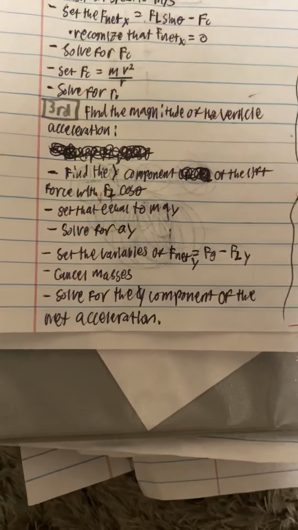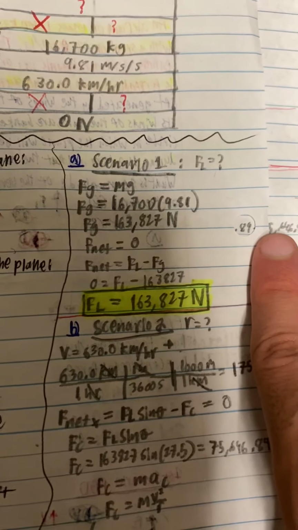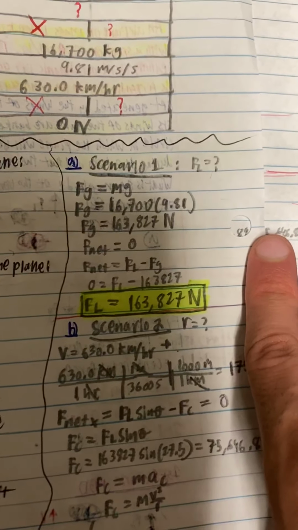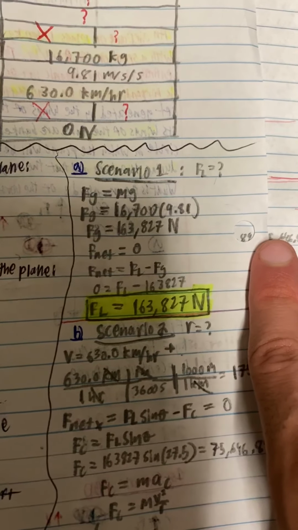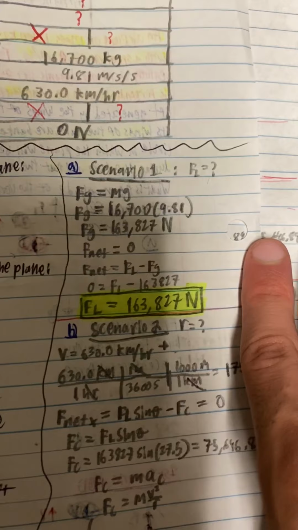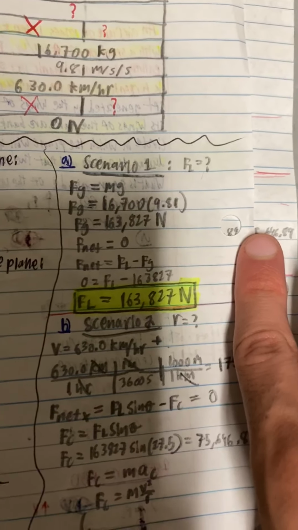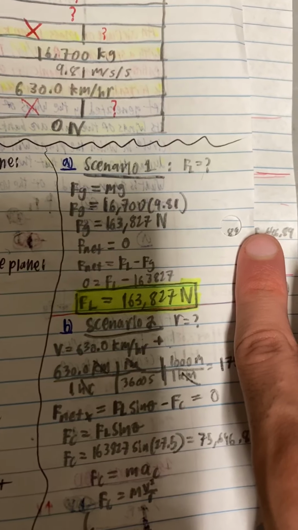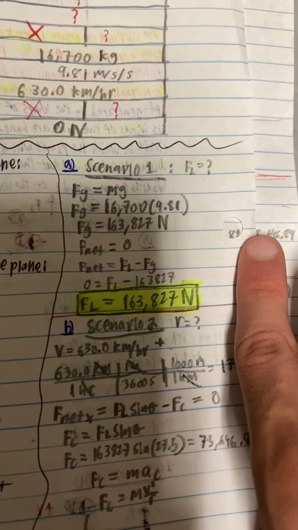All right. Okay, let's get into this. So here's part A. In scenario 1, we're trying to find the lift force. Here we have force of gravity equal to mass times gravity. We were given that the mass is 16,700 kilograms, and the gravity is 9.8 meters per second per second. Multiply these two and you get 163,827 newtons.